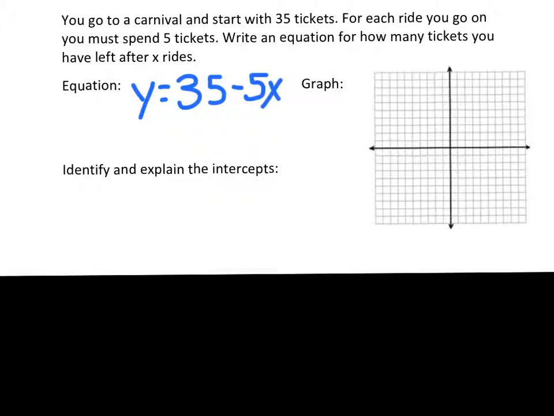So I want to see if this makes sense. Initially, or after 0 rides, this will give me 35. After 1 ride, the 35 will go down by 5, and I'll have 30. After 2 rides, I'll take away 10 from my 35. This makes sense, so I can conclude that my equation is correct.